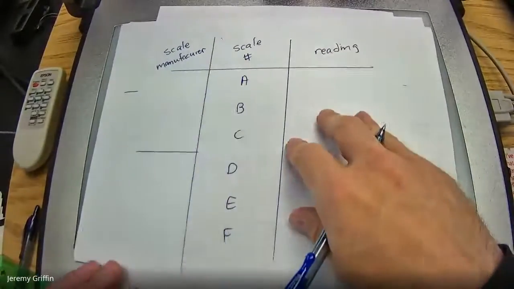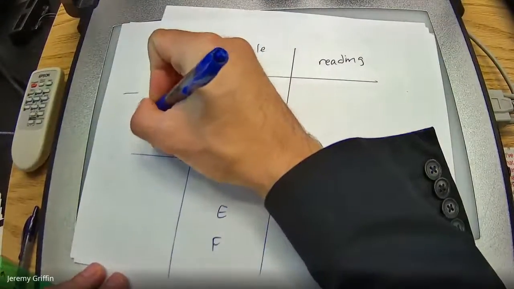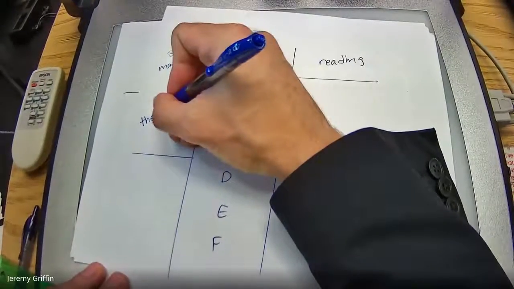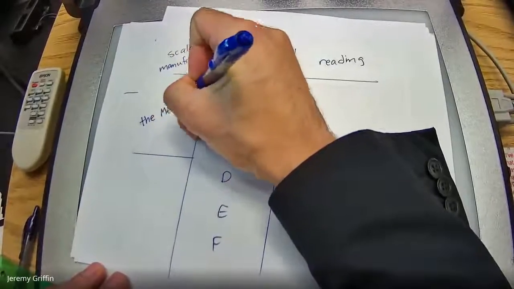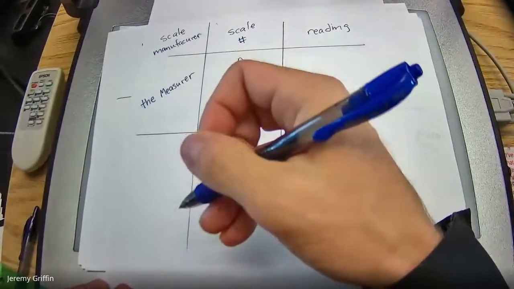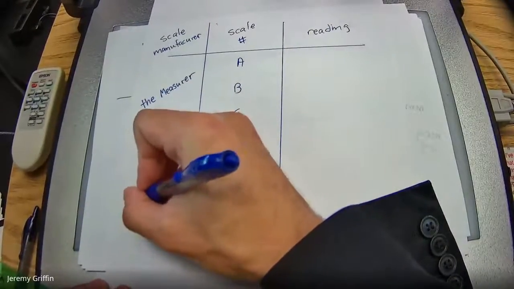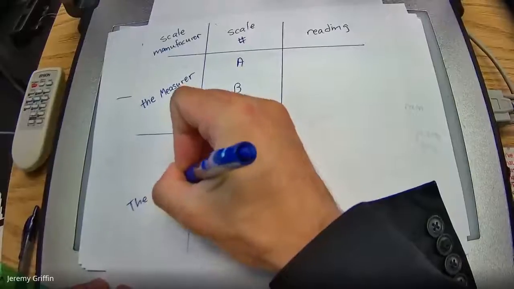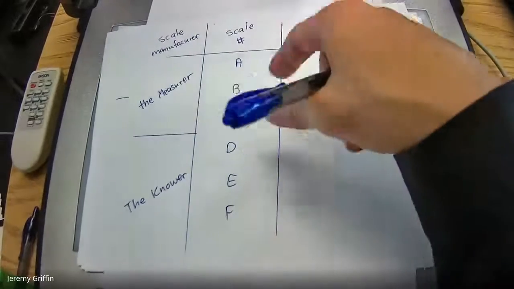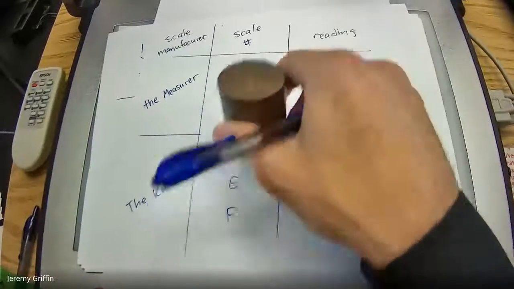Okay. Let's say the first 3 are measured by, what's a good name for the first set of scales? How about the measurer? The measurer. And the other one's going to be, what's the other one going to be called? The knower. Yeah, the measurer and the knower. Okay, so 2 different manufactured scales. Maybe they're different kinds of scales. Maybe it's like a triple beam balance and this is digital or something. Okay. So I put this mass on each of these 6 scales.